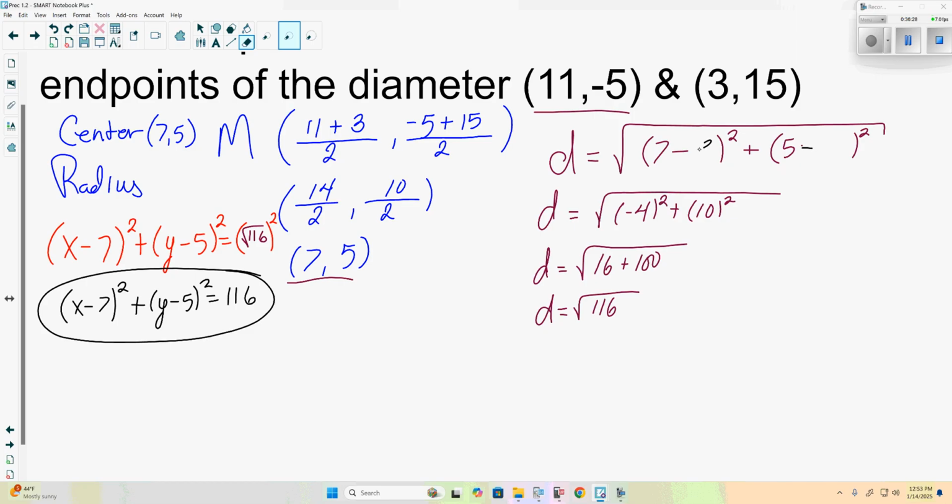Now what's interesting with this formula is if I chose the other point, 3, 15, 7 minus 3 is what? 4. 5 minus 15? Negative 10, yes? Well, 4 squared is 16. Negative 10 squared is 100. We get to the same point. We get the same distance. The numbers inside those parentheses, the sign changed on them, but because we square it, it makes it back positive. It doesn't make a difference. Questions on this here? We're ready for what's next.